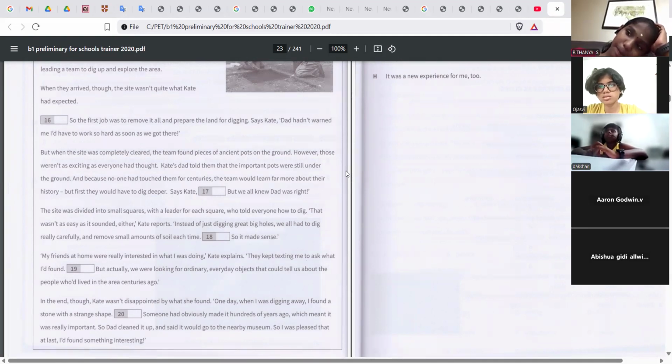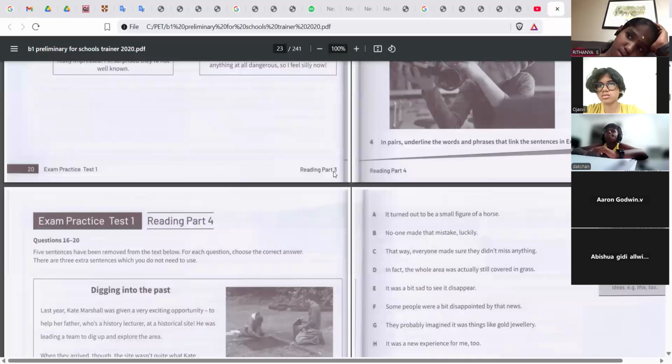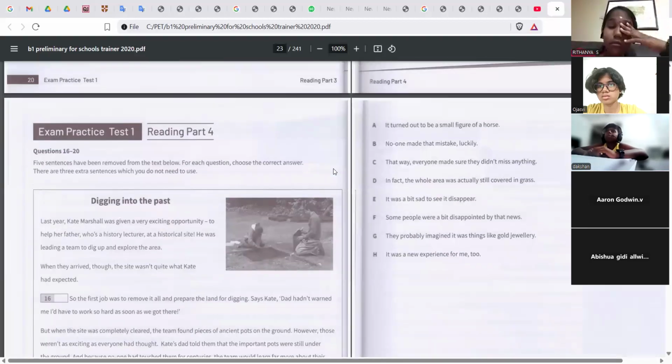In the end, though, Kate wasn't disappointed by what she found. One day, when I was digging away, I found a stone with a strange shape. Keep going. It turned out to be a small figure of a horse.